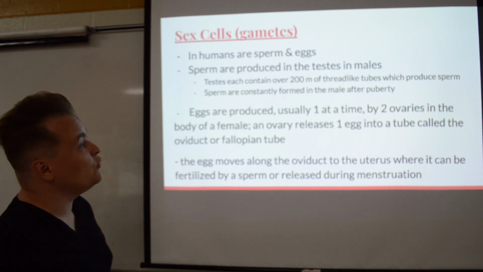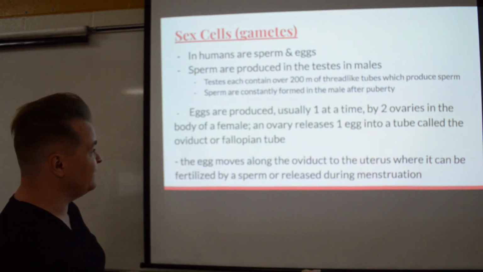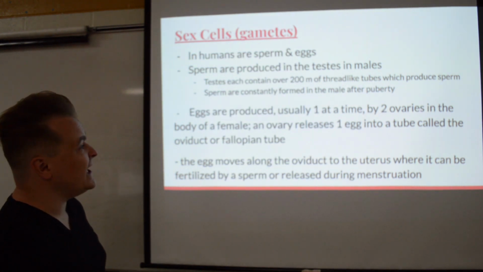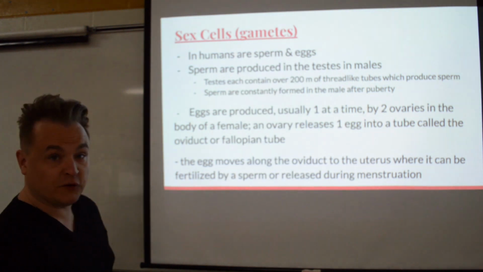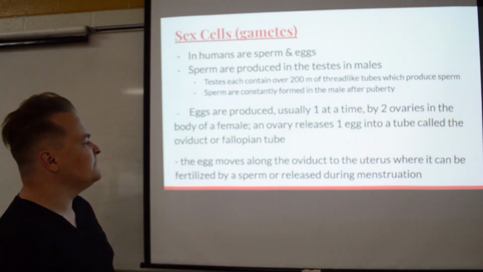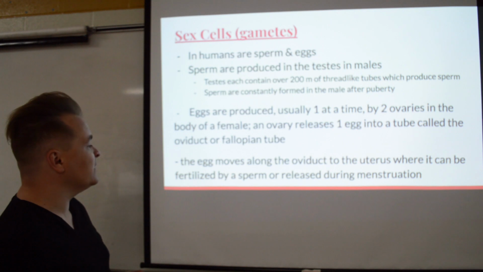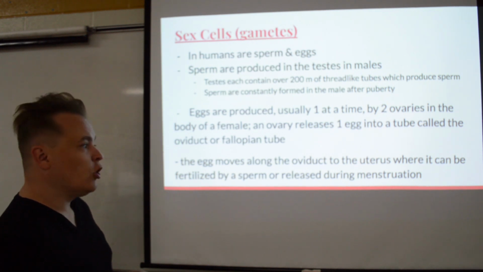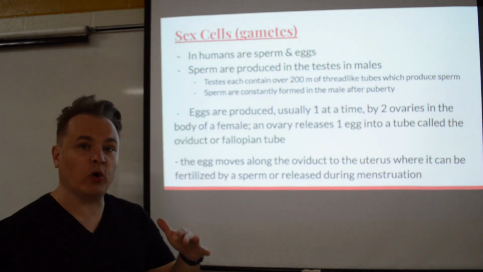Eggs are produced usually one at a time by two ovaries in the body of a female. An ovary releases one egg into a tube called the oviduct or fallopian tube. The egg moves along the oviduct to the uterus where it can be fertilized by a sperm or released during menstruation. Now, don't worry about that yet.